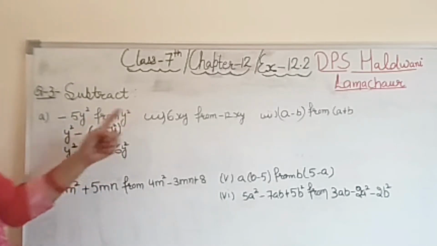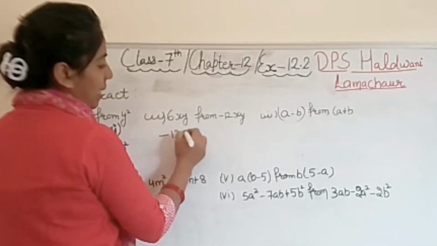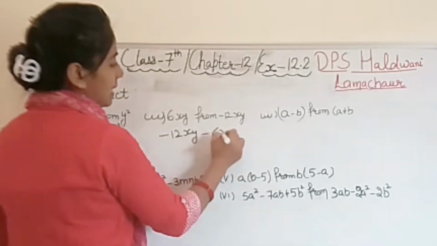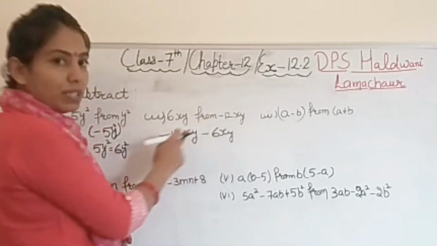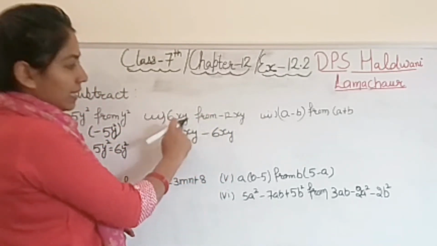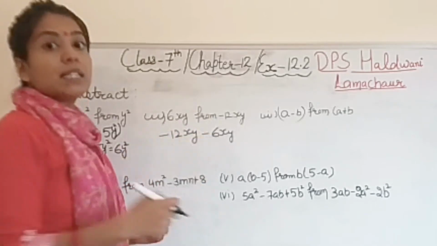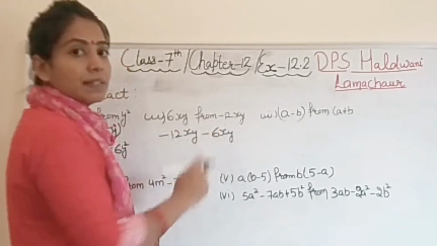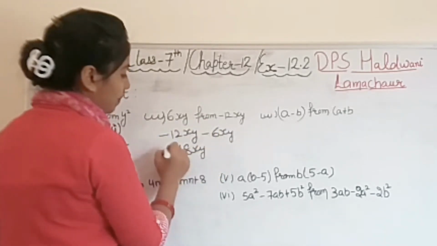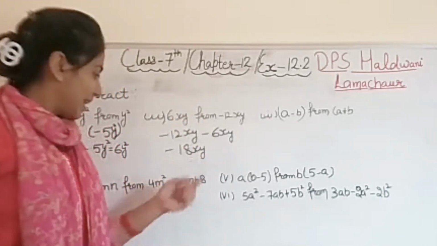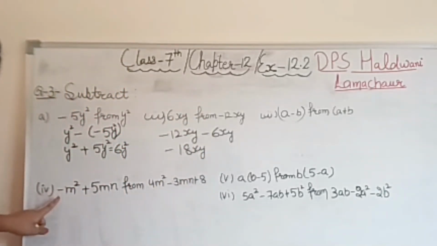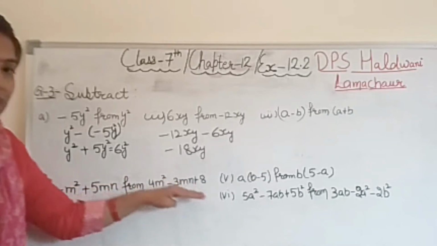That's it student. B part, minus 12xy from minus 6xy, because the from term comes first and we subtract this term. So minus minus plus, 12 plus 6, 18xy. Sign will be minus.